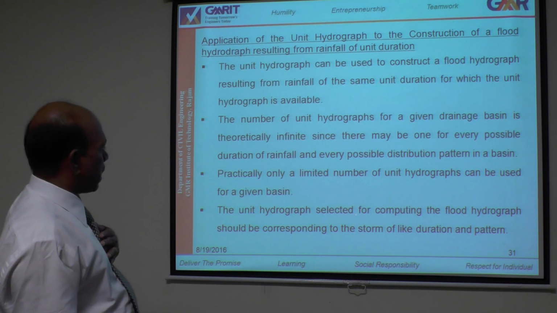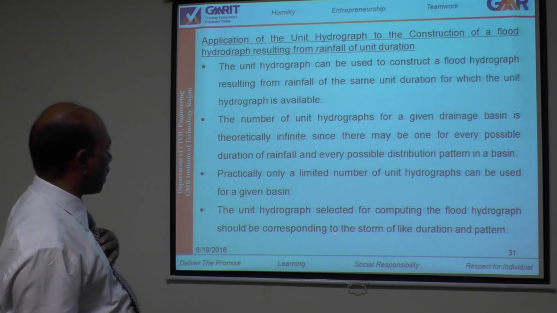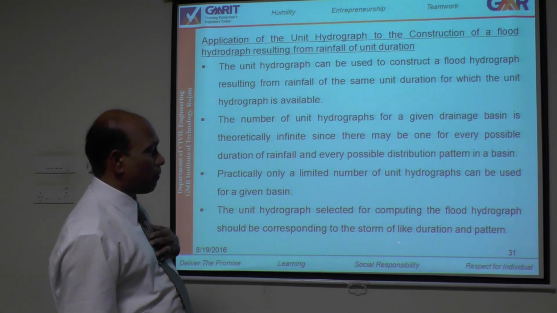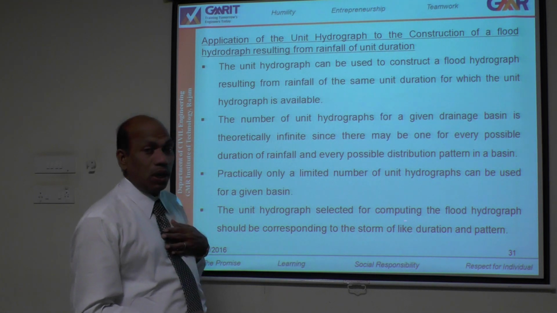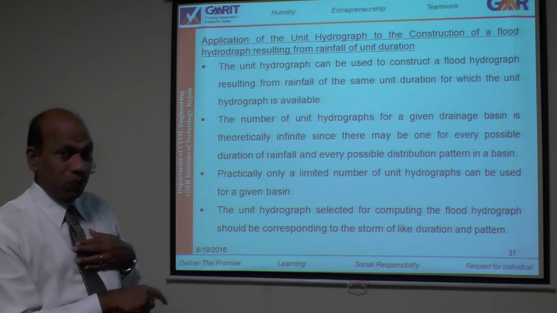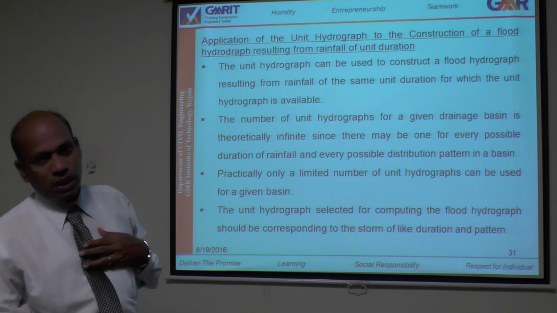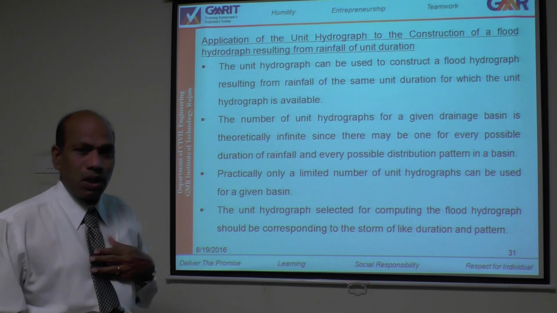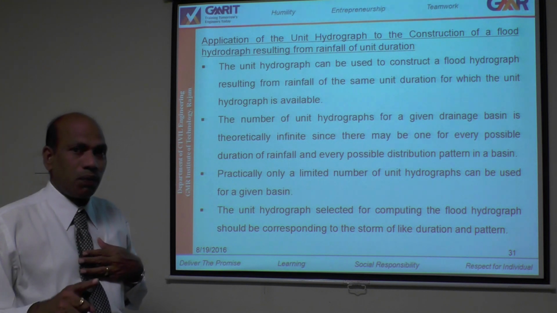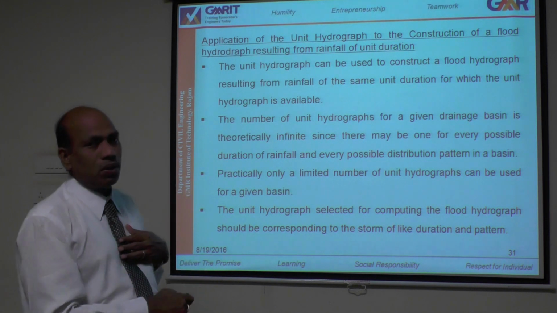The unit hydrograph selected for the corresponding flood hydrograph should correspond to a storm of like duration, that means the same effective rainfall duration should be selected. Then only is construction of the storm hydrograph by using the unit hydrograph possible. That is very important. Rainfall excess of 3 centimeters is possible, 5 centimeters possible, 1 centimeter possible, but our existing unit hydrograph is the 1 hour unit hydrograph. For the construction of the storm hydrograph you should select the 1 hour duration.